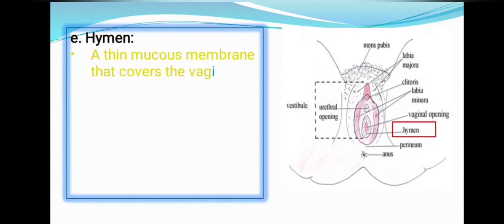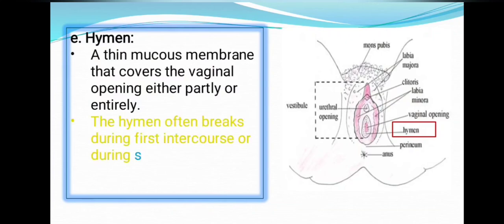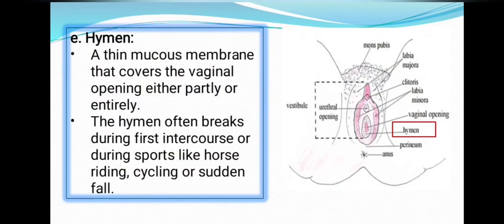And the next part is the hymen. Here is the hymen. It is a thin mucous membrane that covers the vaginal opening either partly or entirely. The hymen often breaks during first intercourse or during sports like horse riding, cycling or a sudden fall. So this is about the different regions of the vulva or the external genitalia of the human female.